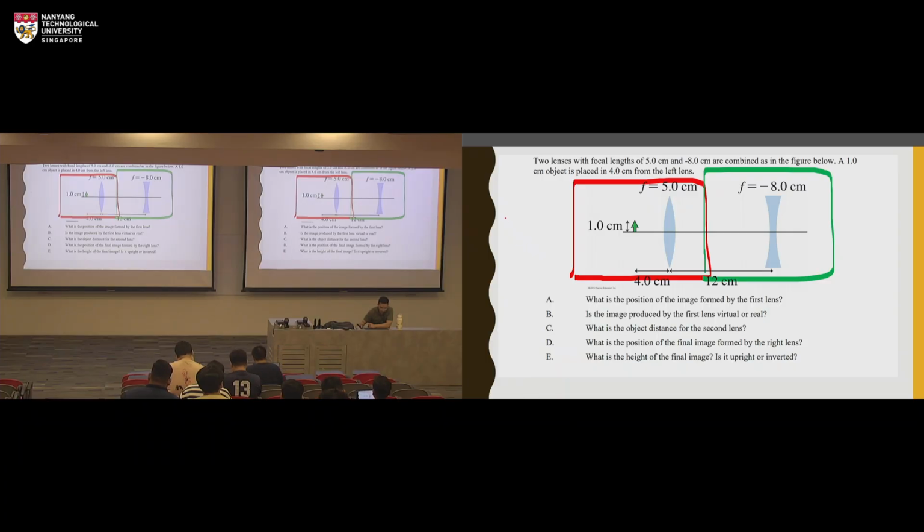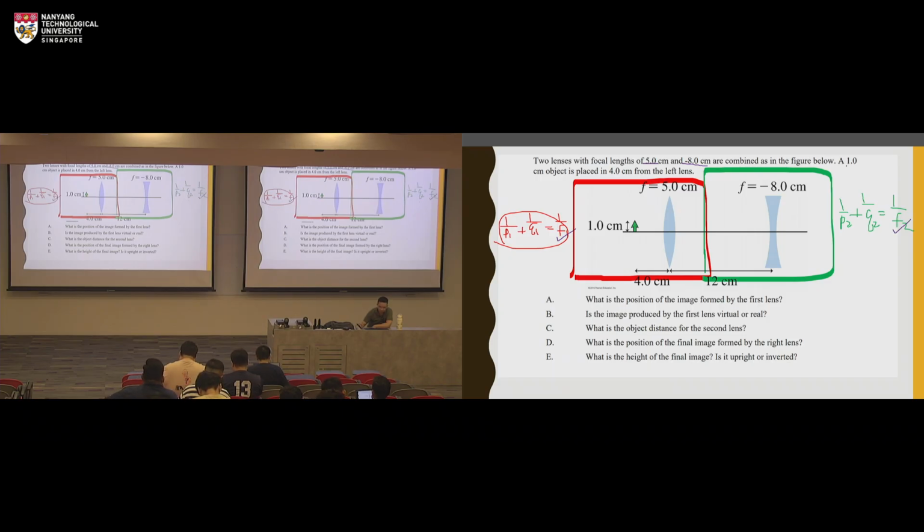Okay, so from the first system, it should be 1 over P1 plus 1 over Q1 equals 1 over F1. Okay, so look at this. For your second system, it should be what? It should be 1 over P2 plus 1 over Q2 equals 1 over F2. Okay, so now look at the information you have. Focal length, 5 and negative 8. So you actually have this value. This is 5. This is negative 8.